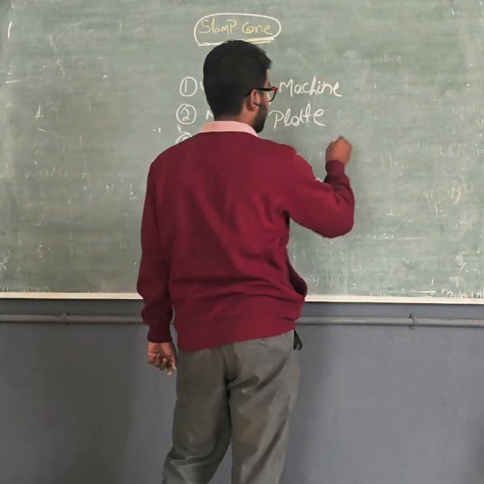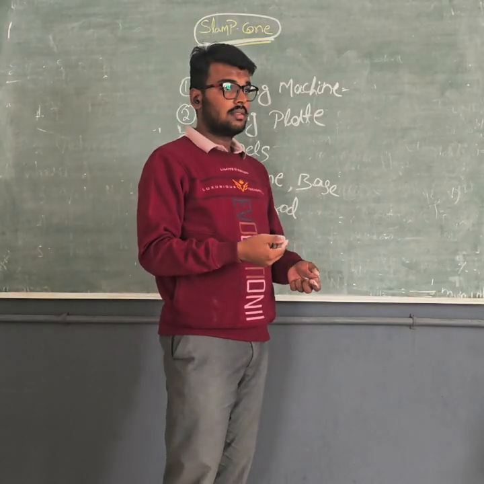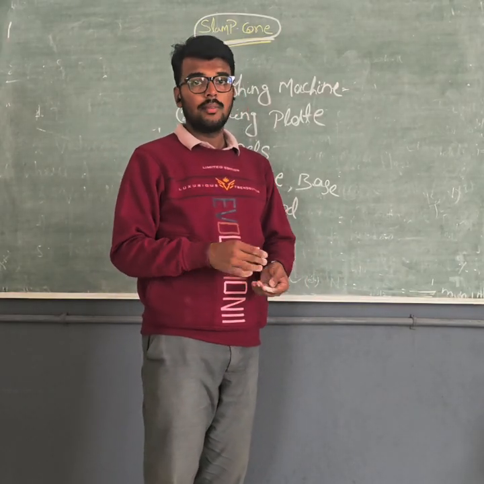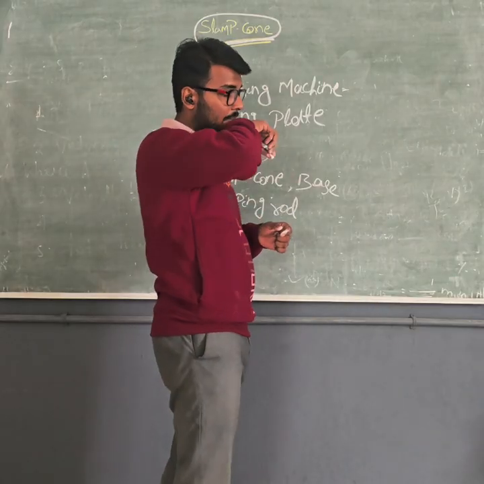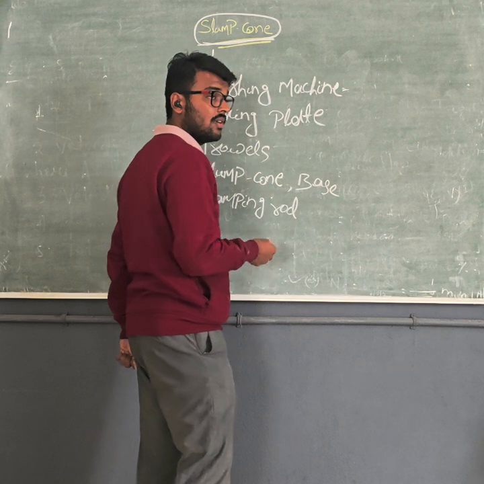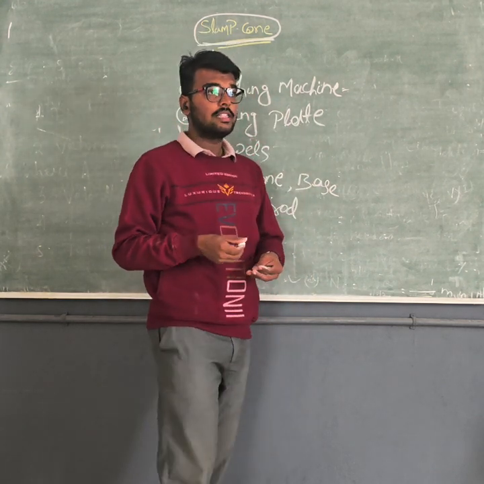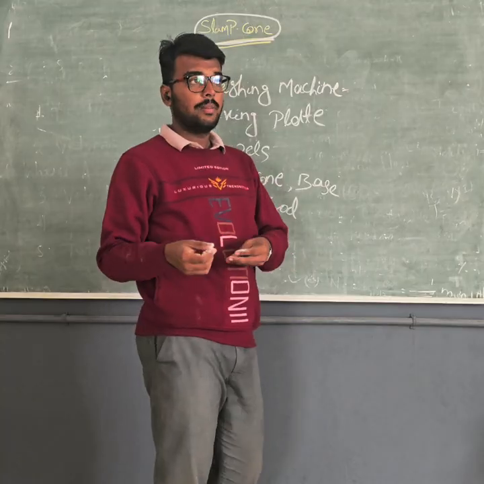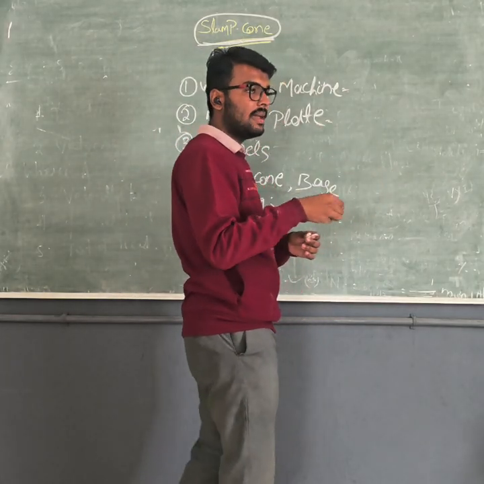First thing is the weighing machine. To prepare the concrete, how do we know that this concrete is M30 grade, M35 grade, or M25 grade? There are several grades of concrete, and different grades are applicable for the site. So the weighing machine is used to measure the aggregate and the cement for the concrete, and the mixing plate is where we mix the concrete.